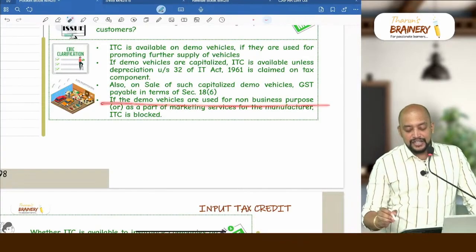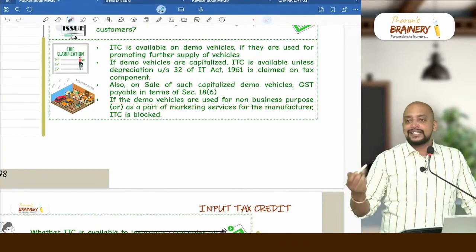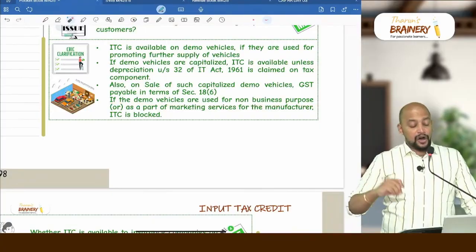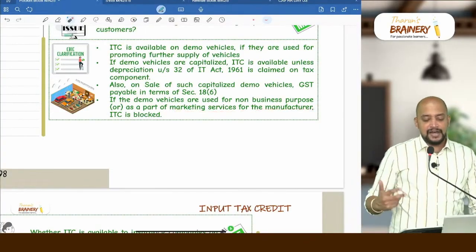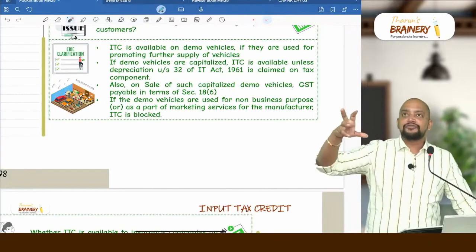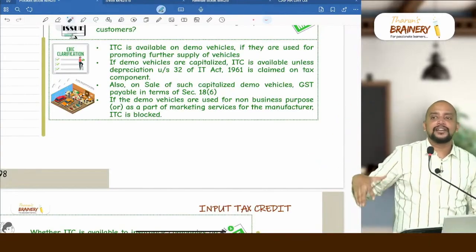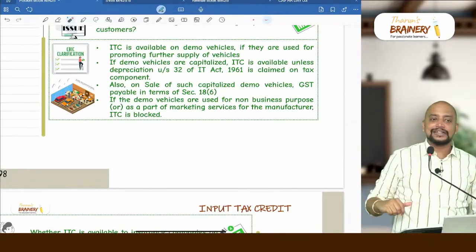If the demo vehicles are used for non-business purpose, they cannot take ITC, they are telling, or as a part of marketing services for the manufacturer. What is this marketing service for the manufacturer? If you see big malls and all, even Phoenix Mall, like that one mall is there in Chennai.